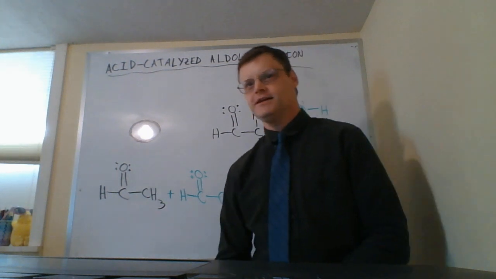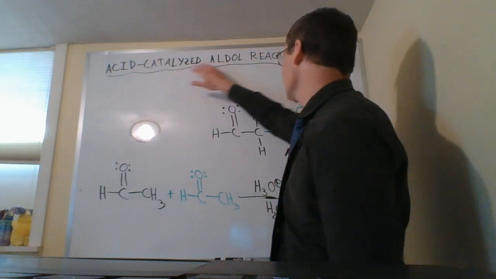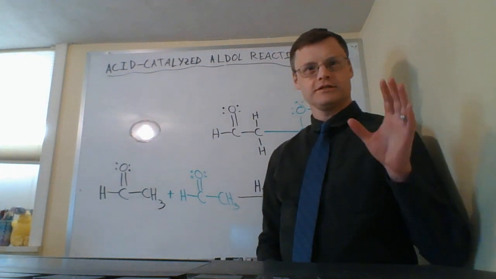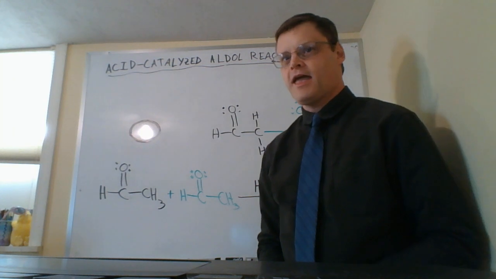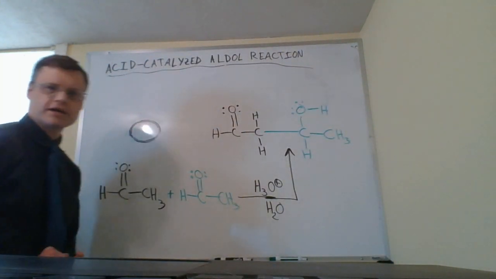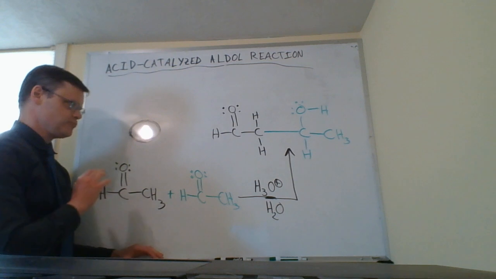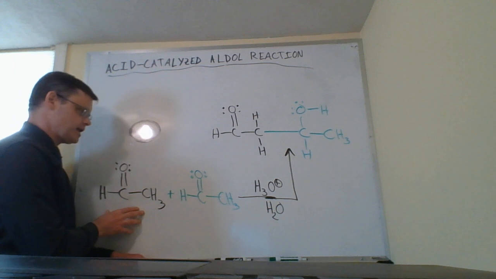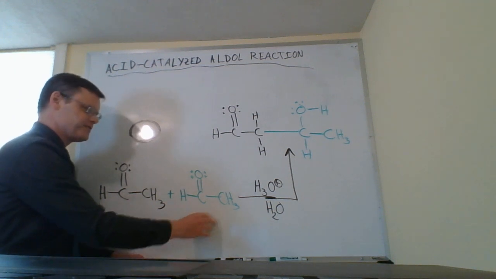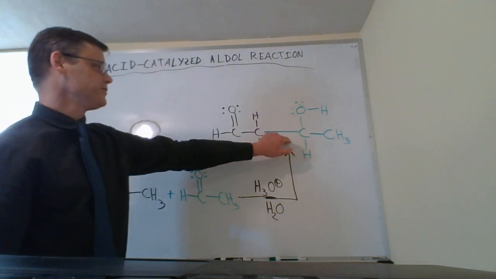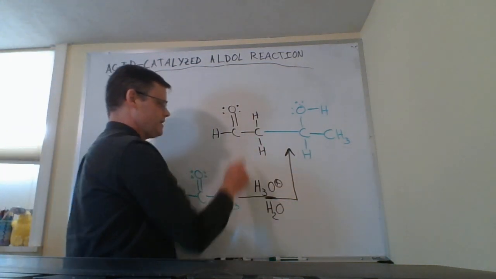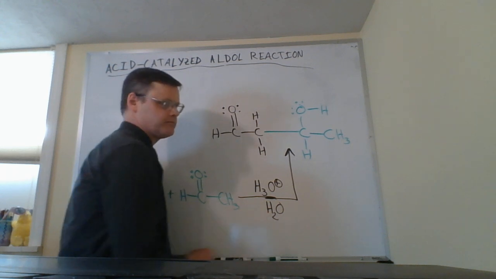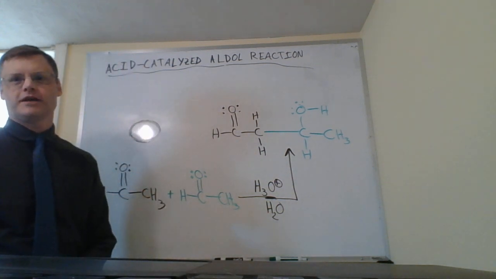In this video, we're going to look at the acid-catalyzed aldol reaction. In our previous video, you may recall we looked at the base-catalyzed reaction. We're going to look at the same reaction, with the same reactants and same product, but a slightly different way to get there. We're going to react acetaldehyde with itself again to make this aldol product, this beta hydroxyaldehyde, only we're going to use H3O plus and water instead of sodium hydroxide and water.